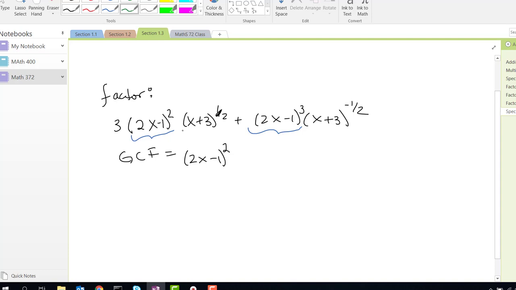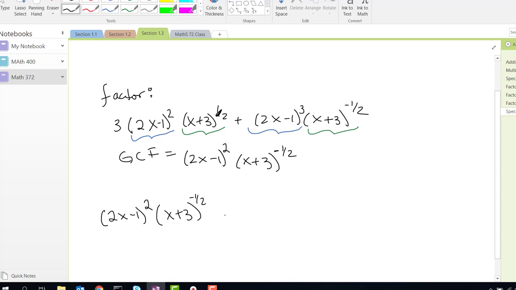And then notice that we have an (x plus 3) to the positive 1 half and an (x plus 3) to the negative 1 half. Now when looking at the exponents, which one is smaller, 1 half or negative 1 half? Well, negative 1 half will be smaller, so our GCF is going to contain also (x plus 3) to the negative 1 half. So how do we take this whole GCF out? We factor, and our GCF goes on the outside. So I'm going to have (2x minus 1) squared times (x plus 3) to the negative 1 half.